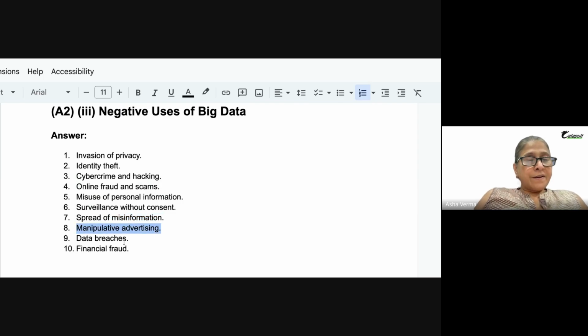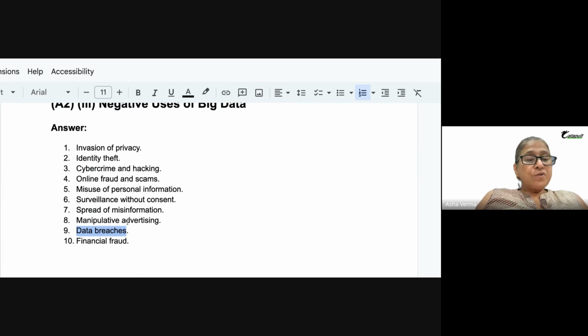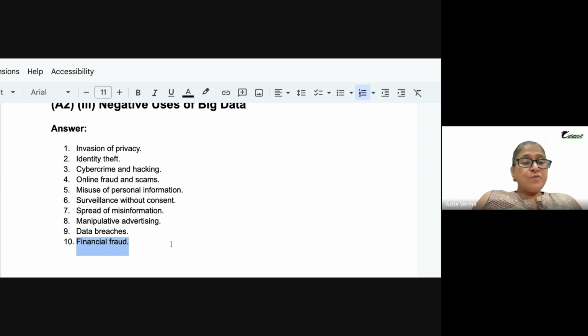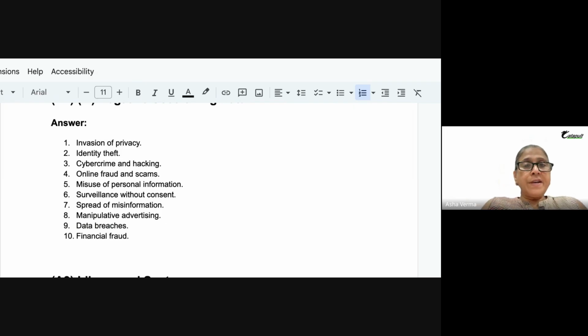Manipulative advertising. So based on your choices, people might try to sell you stuff based on your liking, whether you want it or not. Data breaches. Sometimes this data is sold for money to antisocial elements, and then it can be used against you. Financial fraud. So if your details have been shared, your Aadhaar card, your phone number, your name, it can be used to cheat you financially, to harm you, right?